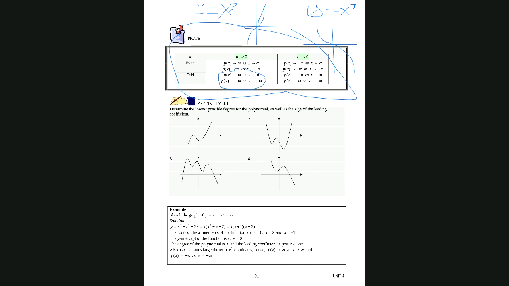Can we see that? Mm. Can we see that? Okay.